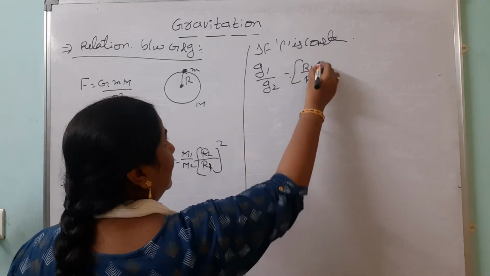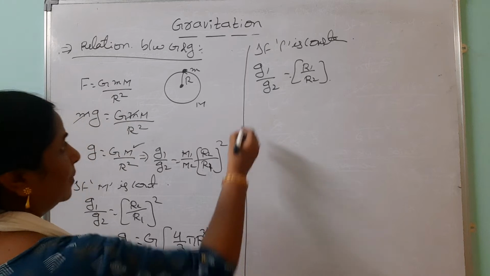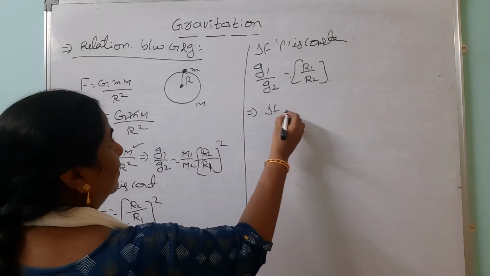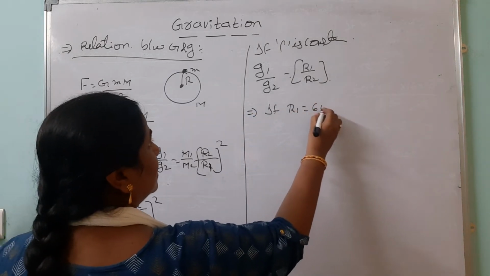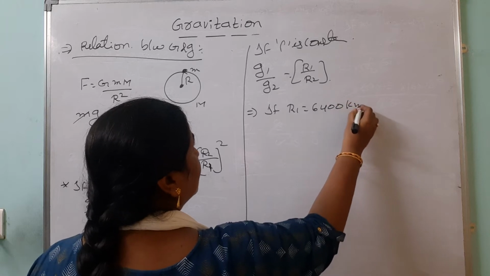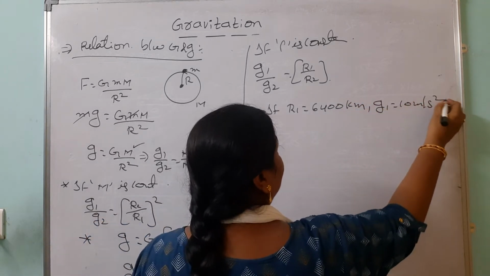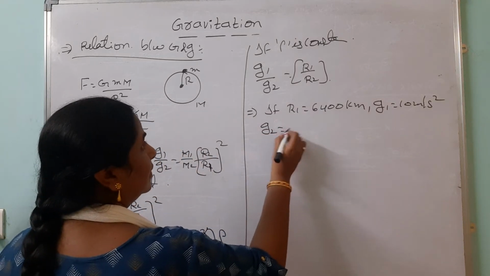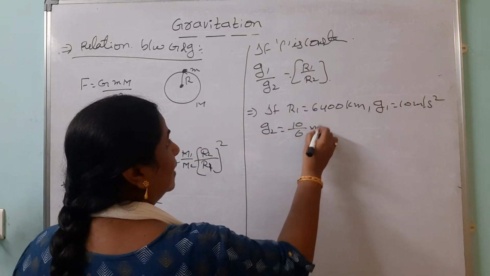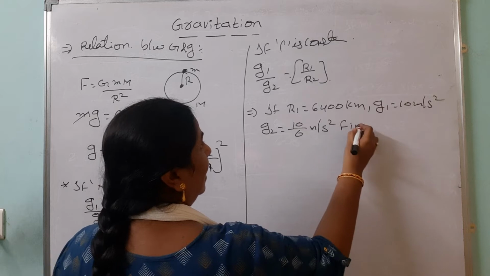So while reading the question you should remember that suppose R1 equals 6400 kilometers, g1 equals 10 meter per second square, g2 equals 10 by 6 meter per second square. Find R2.